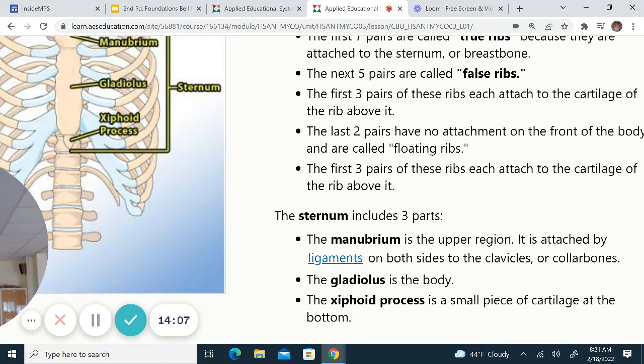The top or upper portion is the manubrium. It's attached by ligaments on both sides to the clavicles, or collarbones. So it's this little piece up here that attaches to your collarbones. That's your manubrium. Then you have the body of it, which is your gladiolus, and then your xiphoid process, the small piece of cartilage at the bottom. So this little piece right here.